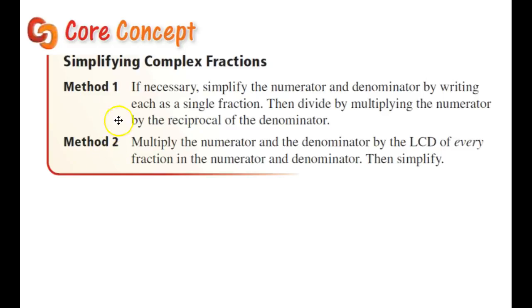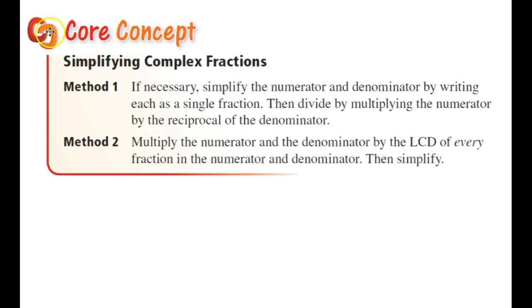So there's a couple of methods that we can do to simplify these complex fractions. One of them is simplifying the numerator and the denominator by writing each one as a single fraction. And then you divide, and when we divide fractions, we multiply by the reciprocal. Or the second method is I can multiply the numerator and the denominator by the lowest common denominator of every fraction in the numerator and denominator, then simplify.